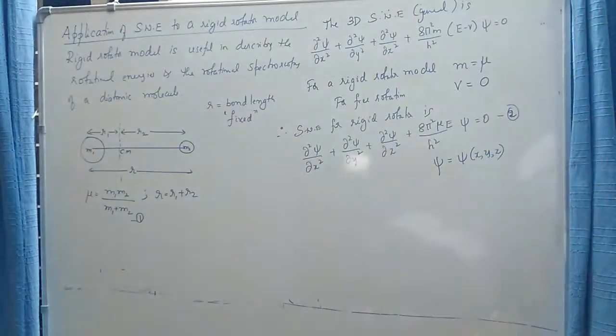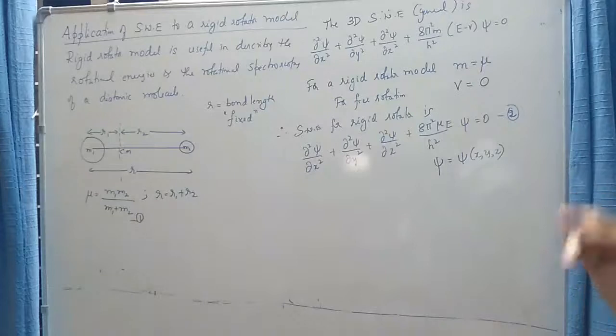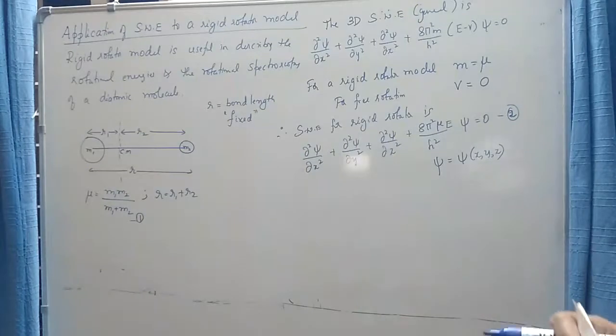The wave function is represented in terms of the Cartesian coordinates of the particle's position x, y, z. Now, since this motion is not a linear motion, it is a rotational motion, it is always convenient and useful to express the position of the particles in polar coordinates rather than Cartesian coordinates. I will repeat.